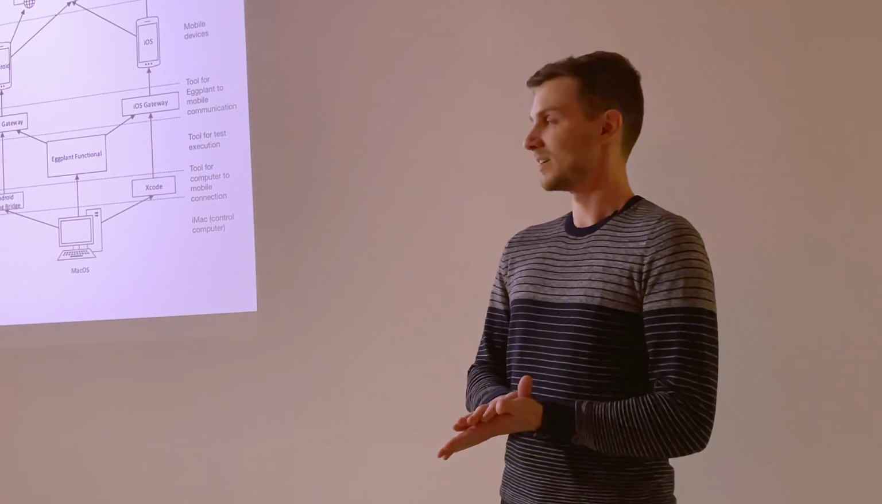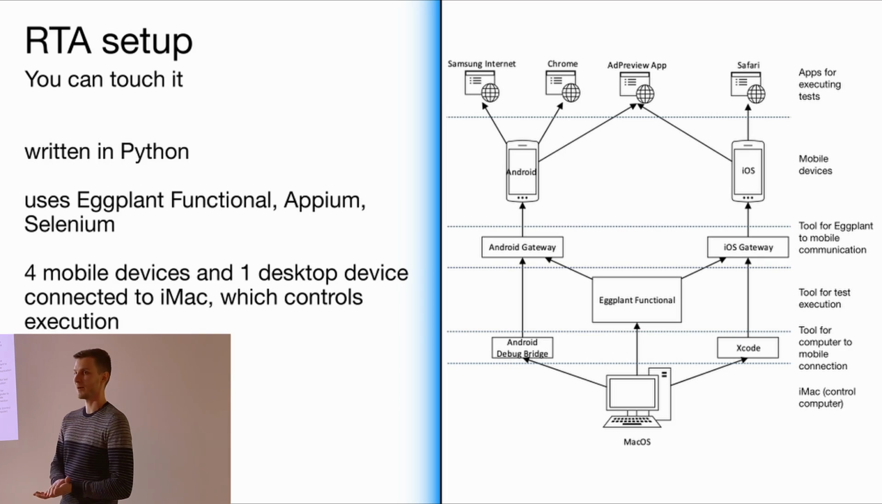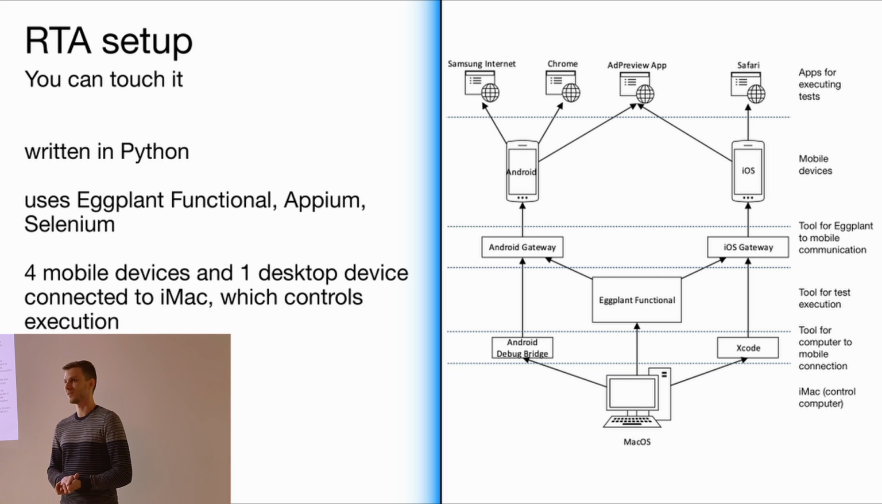So RTA is written in Python, and it can use either Eggplant Functional, Appium, or Selenium for test execution. We use nowadays just Eggplant Functional because everything was too much to maintain. We started with Eggplant a few years back, but we have, I don't know, at least half of it supported also in Appium.